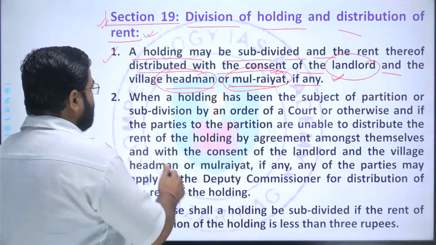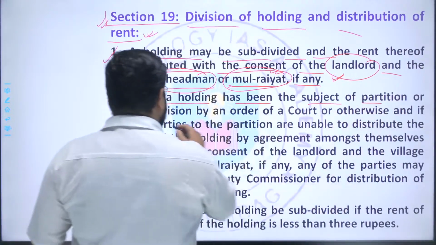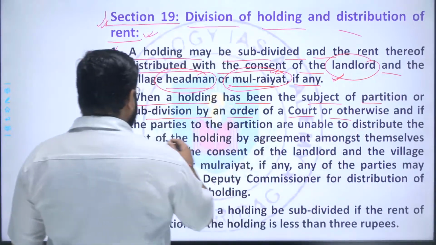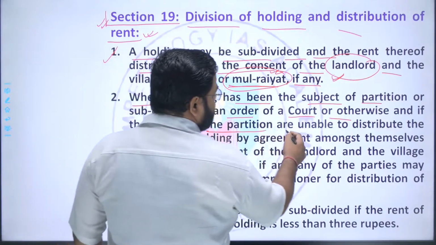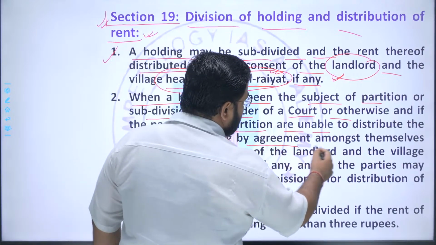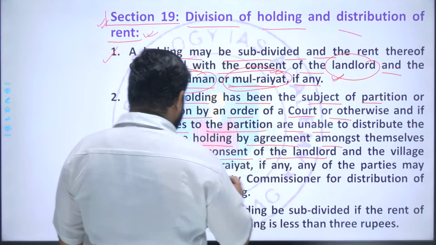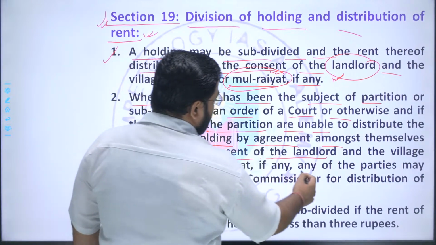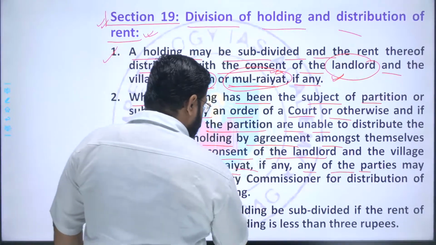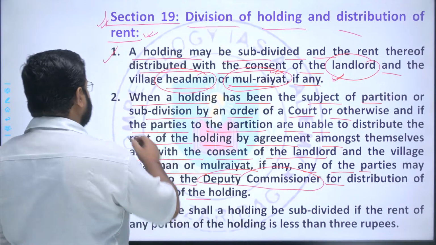Right? Now, when a holding has been the subject of partition or subdivision by an order of court or otherwise, and if the parties to the partition are unable to distribute the rent of the holding by agreement amongst themselves and with the consent of the landlord and the village headman or mulrayyat, any of these parties may apply to the DC for the distribution of the rent of the holding.